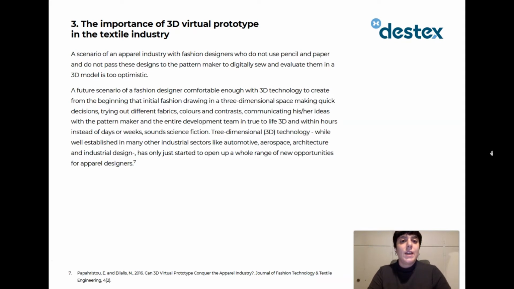It is important to understand how virtual prototyping will find its position in the textile industry. The scenario of an apparel industry with fashion designers who do not use pencil and paper and do not pass these designs to the pattern maker to digitally sew and evaluate them in a 3D model is too optimistic. However, it's a future scenario that will bring three-dimensional technology closer to the communication of the designer, manufacturer, and supplier, as it has done for many years in other sectors like automotive, aerospace, architecture, and industrial design.